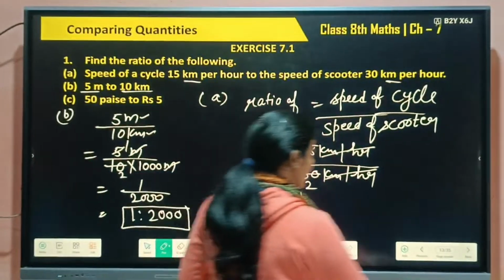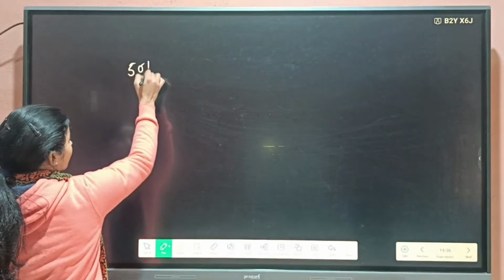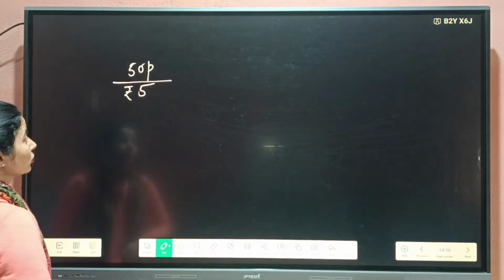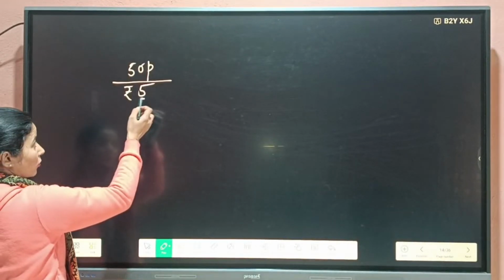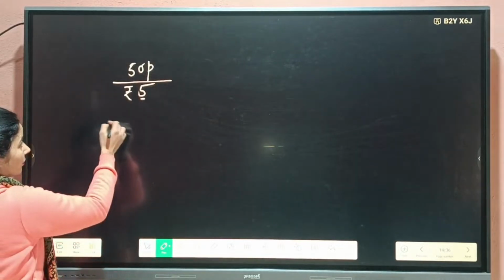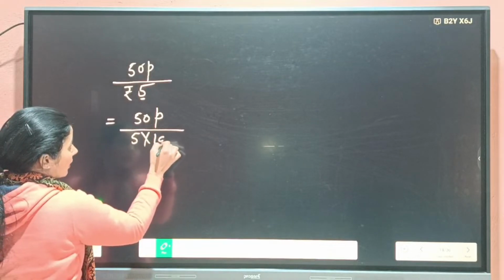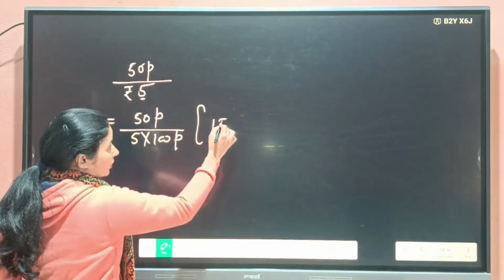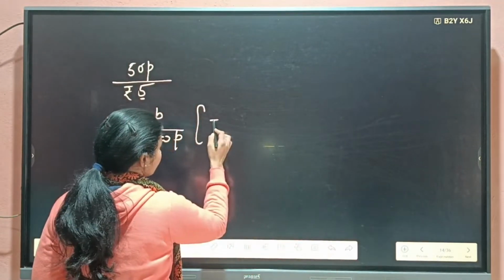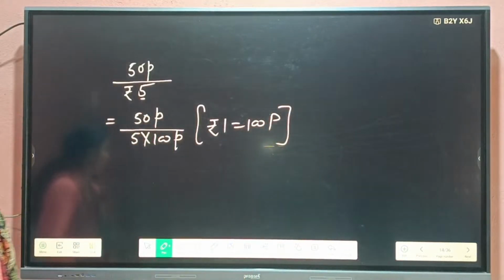50 paise to rupees 5. So we need to convert these rupees to paise or paise to rupees. We want to make these units the same. So it will be 50 paise as it is. This 5 into 100 paise, because 1 rupee contains 100 paise.